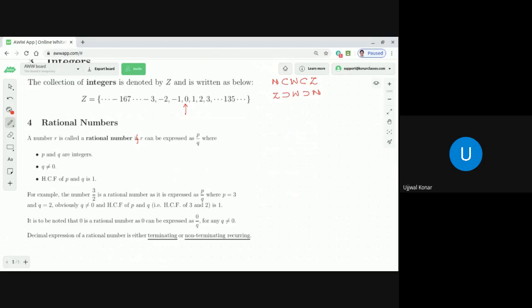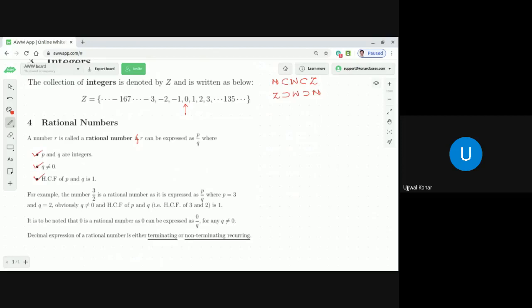So there are three conditions that have to be satisfied for a number to be a rational number. The first is that a number R expressed in the form of P by Q is called a rational number subject to the conditions. The first condition is that P and Q are integers. They could be negative also, no problem. The second is that Q should not be equal to 0. And the third is that the HCF of P and Q is equal to 1. Correct? That is the highest common factor of P and Q.